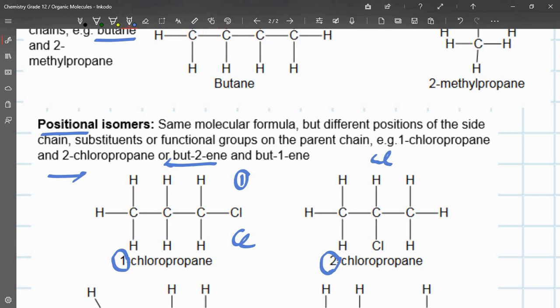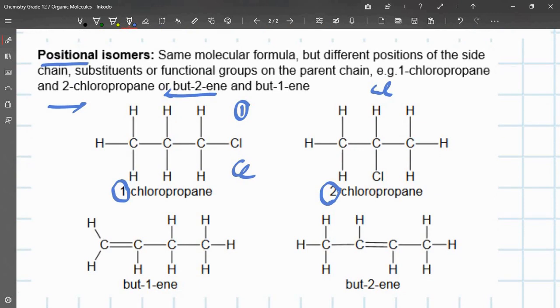For example, we saw this example earlier when we were talking about alcohols, where with butanol you could have 2-butanol and 1-butanol, same molecular formula, but different position. And now the same sort of example is being shown by butene.